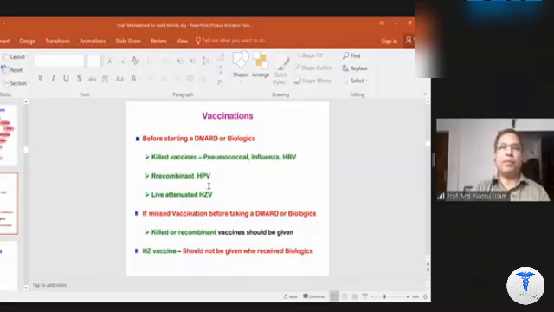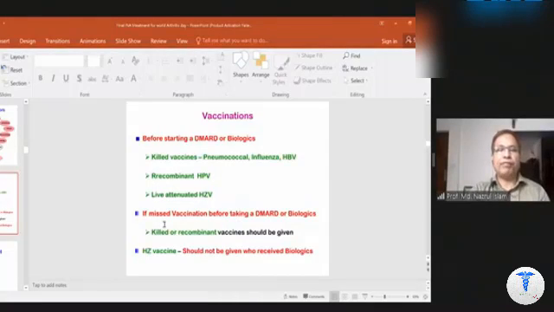Nowadays, there are several biologics and DMARDs we use to treat these cases. That's why vaccination, different bodies advocate in different ways. CDC also advocates many other vaccines, but I think at least we can consider these vaccines in our patients before starting biologics and DMARDs. The killed vaccines: pneumococcal, influenza, hepatitis B, and for those less than 26 years of age, recombinant human papilloma virus, and the live attenuated herpes zoster vaccine. We don't have this one in our country.